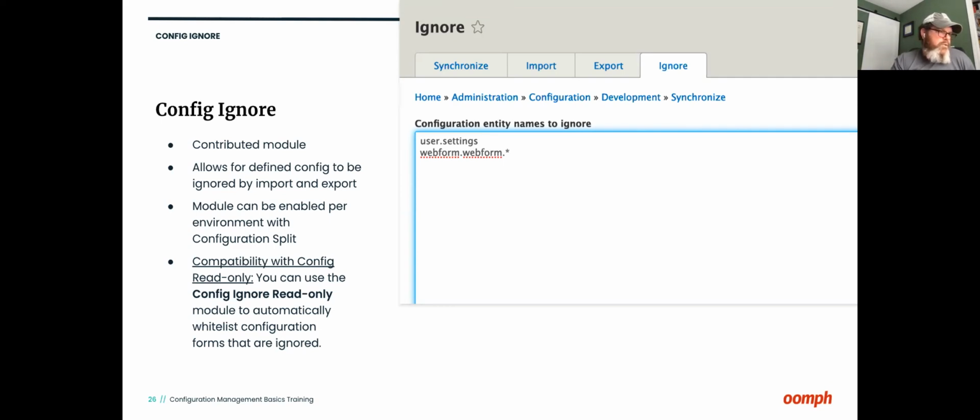Is config read only all or nothing, or can it be applied to specific types of config? Config read only is, I believe, all or nothing, but with config ignore read only, you can tell it which configuration should be excluded from read only status. So those two modules work hand in hand to make it less all or nothing and more customizable.